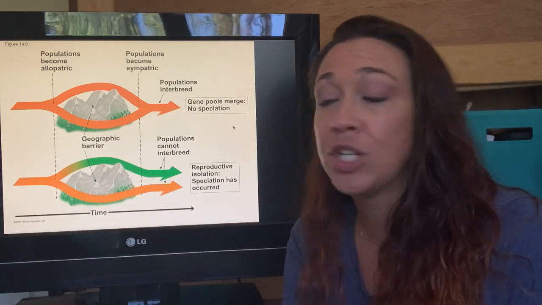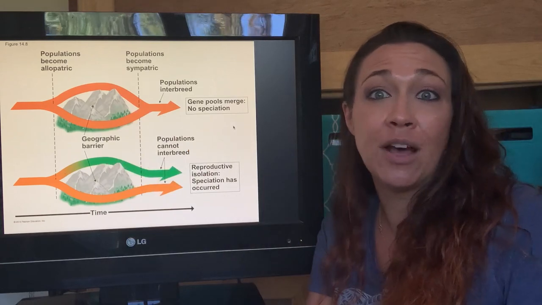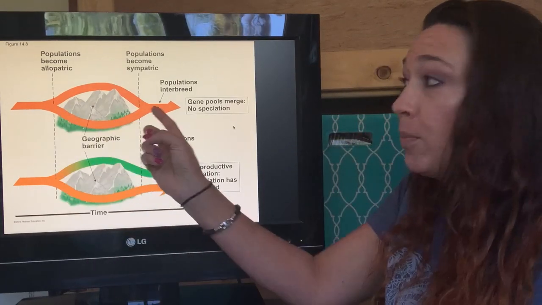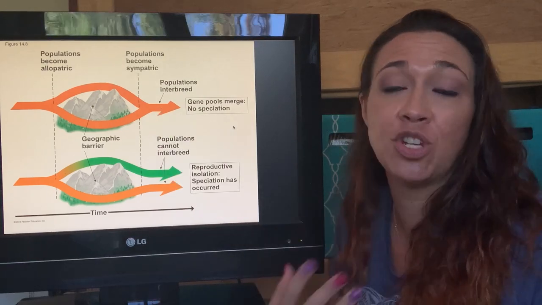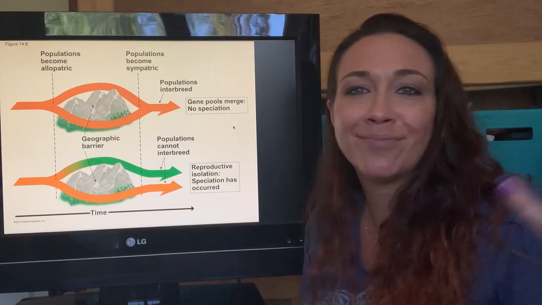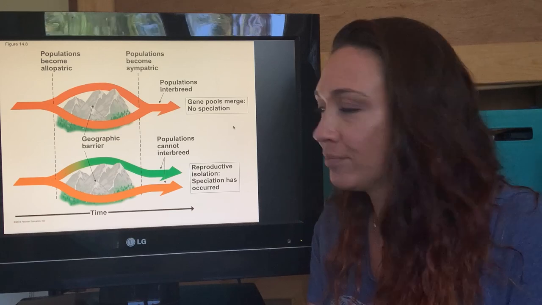If they can still reproduce with each other, even after hundreds of thousands of years, even if they can come back and reproduce, they're still the same species. They're not a different enough species. They have not changed enough. And therefore, they're not a different species. They are the same.